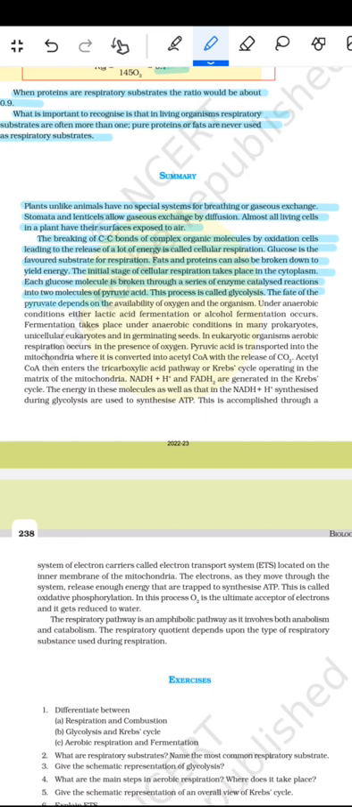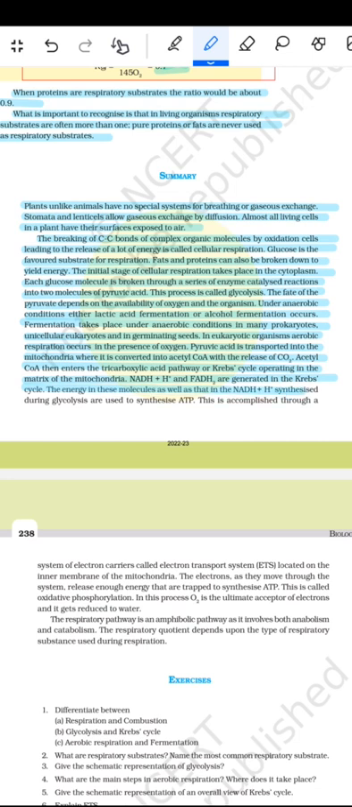The fate of the pyruvate depends upon the availability of the oxygen and the organism. Under the anaerobic condition, either lactic acid fermentation or the alcohol fermentation occurs. Fermentation takes place under the anaerobic condition in many prokaryotes, unicellular eukaryotes, and in germinating seeds. In the eukaryotic organism, aerobic respiration occurs in the presence of the oxygen. Pyruvic acid is transported into the mitochondria where it is converted into the acetyl-CoA with the release of the CO2. Acetyl-CoA then enters the tricarboxylic acid pathway or the Krebs cycle operating in the matrix of the mitochondria. NADH plus H plus and FADH2 are generated in the Krebs cycle.